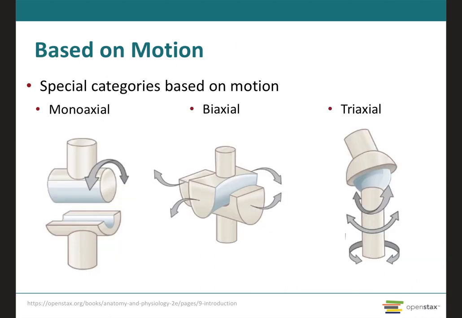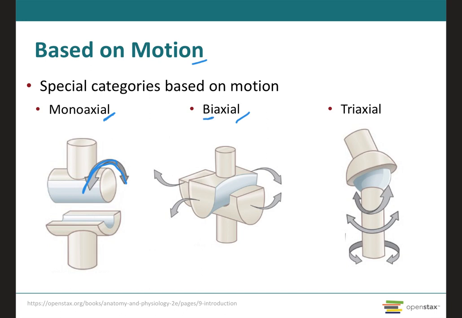Before we move on, we can talk about how we classify a joint based on its motion. So there are 3 different types of motion, and this has to do with how many planes this joint will move in. Therefore, if it moves in one plane, it's going to be called monoaxial. So one plane means that it will just go back and forth in the same axis. The biaxial means that it will move in 2 planes, as bi means 2.